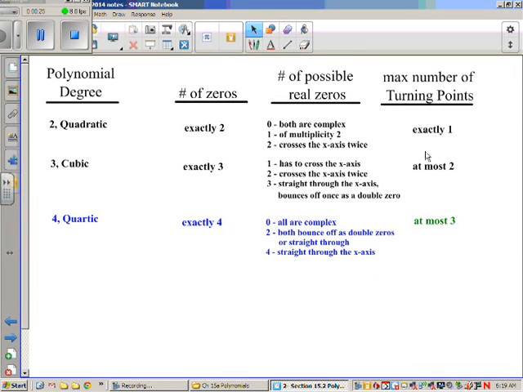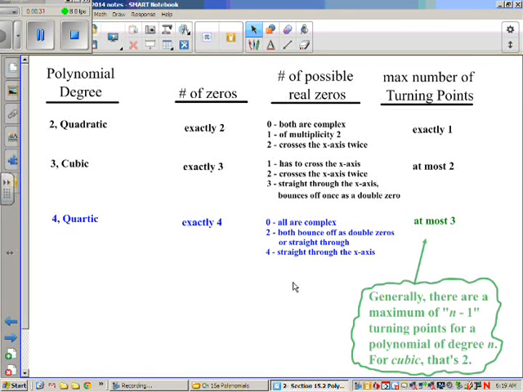We can generalize here. For the max number of turning points for a degree 4, at most you can have is 3. Generally there are a maximum of n minus 1 turning points for a polynomial of degree n. So for a cubic, that would be 2, so 3 minus 1 is 2, and that's the maximum number.